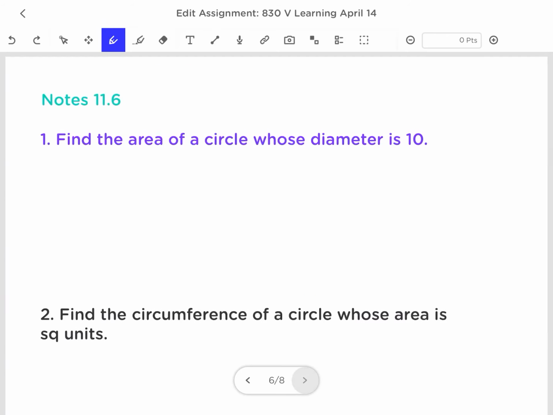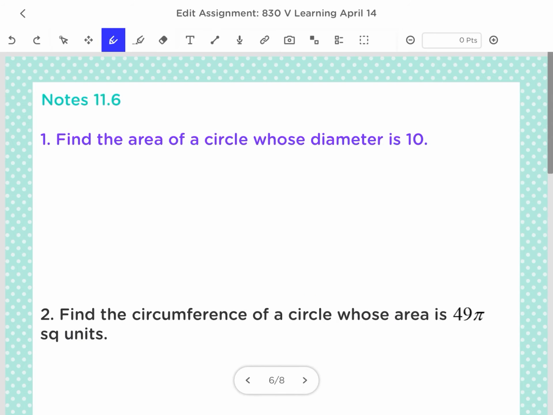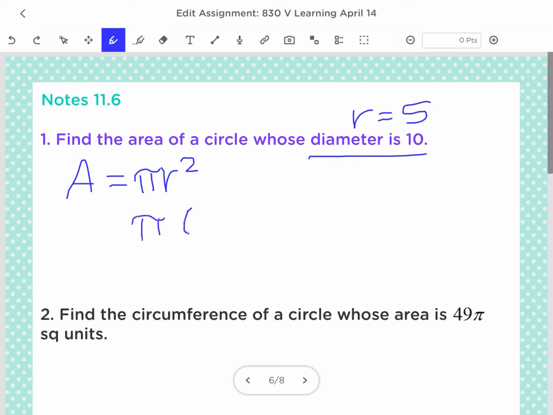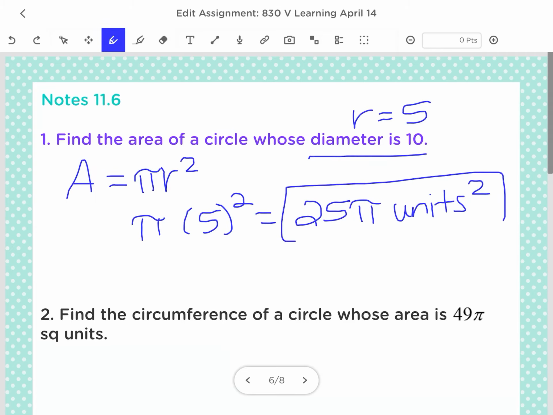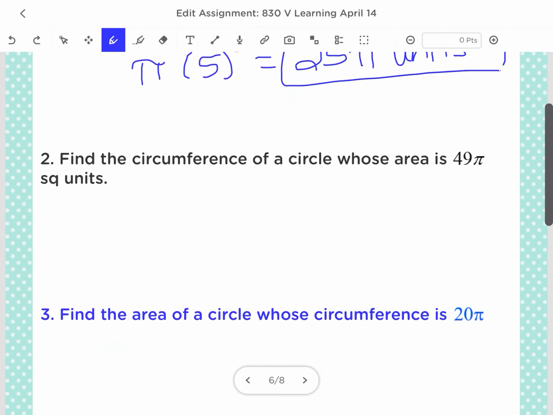So let's go ahead and do some practice problems on the next page. The first thing asks you to find the area of a circle whose diameter is 10. Remember that area is equal to pi times radius squared. If the diameter is 10, we know the radius is 5. We're going to leave this in terms of pi. So we're going to have pi times 5 squared, which we're just going to leave as 25 pi. There are no units on this, but just remember that when it comes to area, the units are square units.